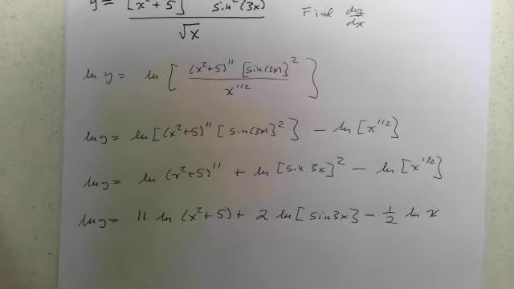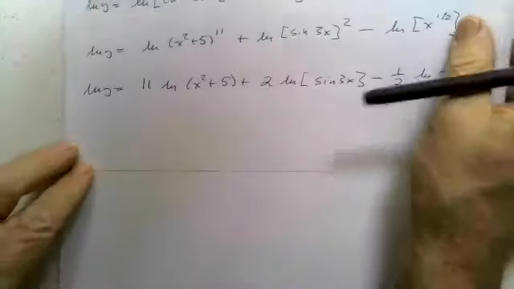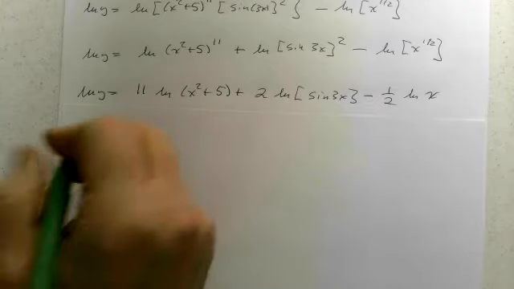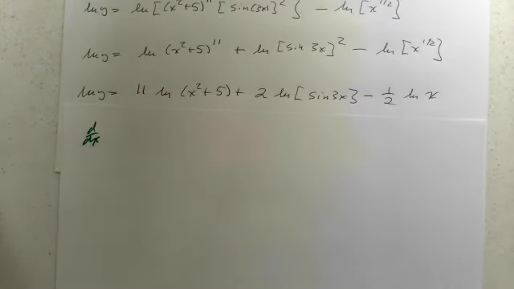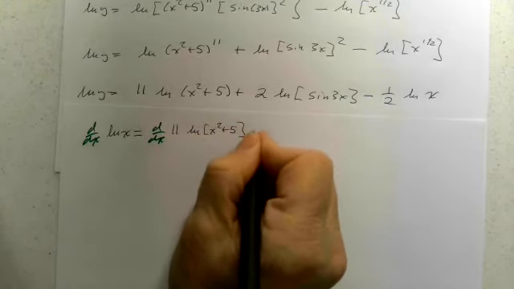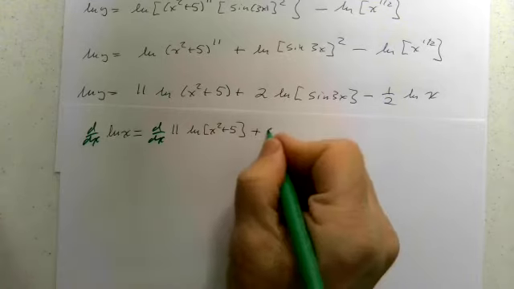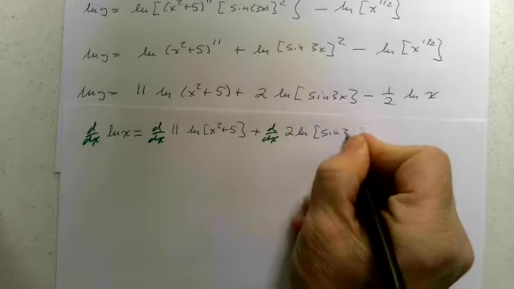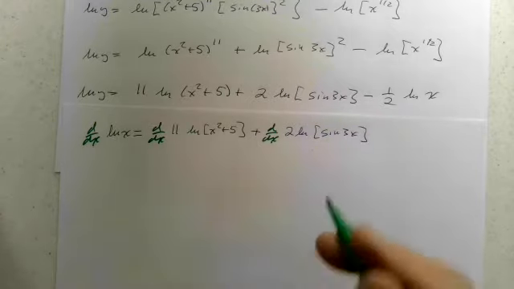natural log of x. So at this point, we want to go ahead and take the derivative with respect to x of both sides. So the derivative with respect to x of log x, log y, and derivatives of all three of those pieces on the right side. So here we go. Derivative with respect to x of natural log x equals the derivative with respect to x of 11 times natural log (x squared plus 5) plus the derivative with respect to x of twice the natural log of sine 3x minus the derivative of 1/2 natural log x.